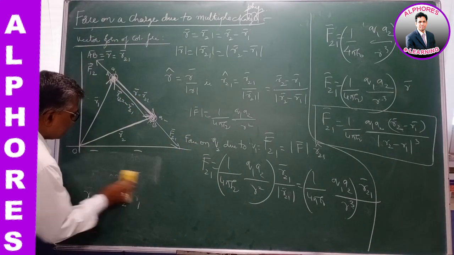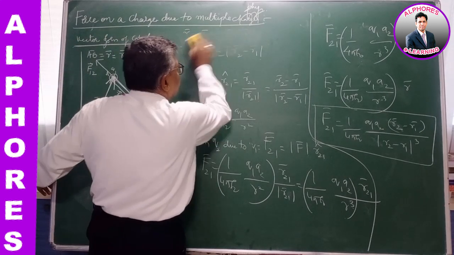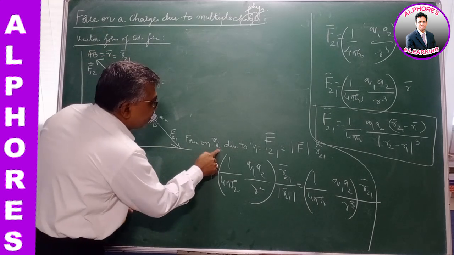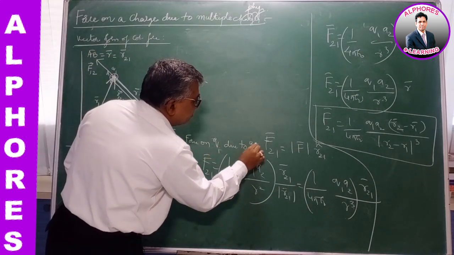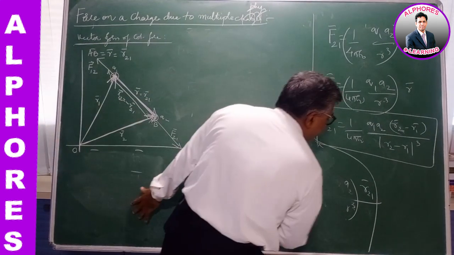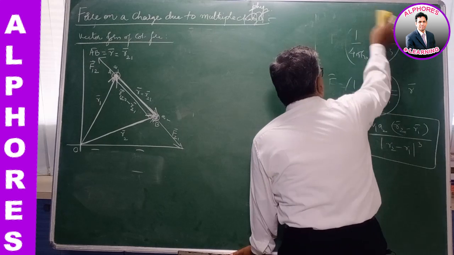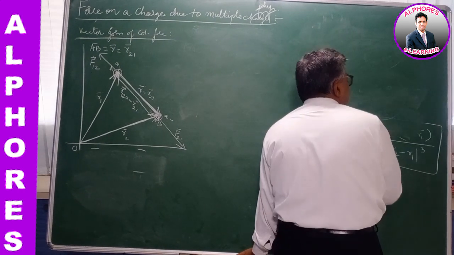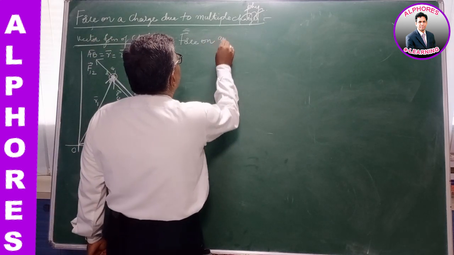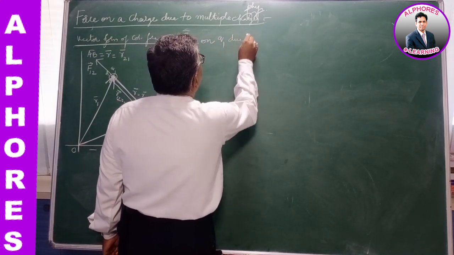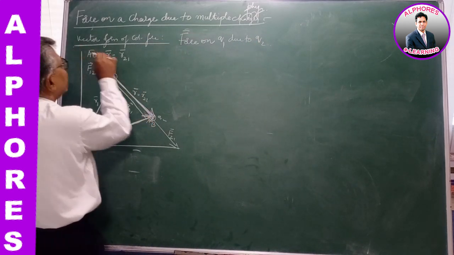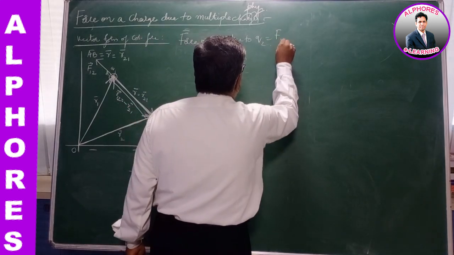Let us remove all these things. Similarly, force on Q1 due to Q2, the second charge. Let me write the things again. Force on the first charge Q1 due to Q2. So force on Q1 due to Q2 is in this direction, that is F12 bar.